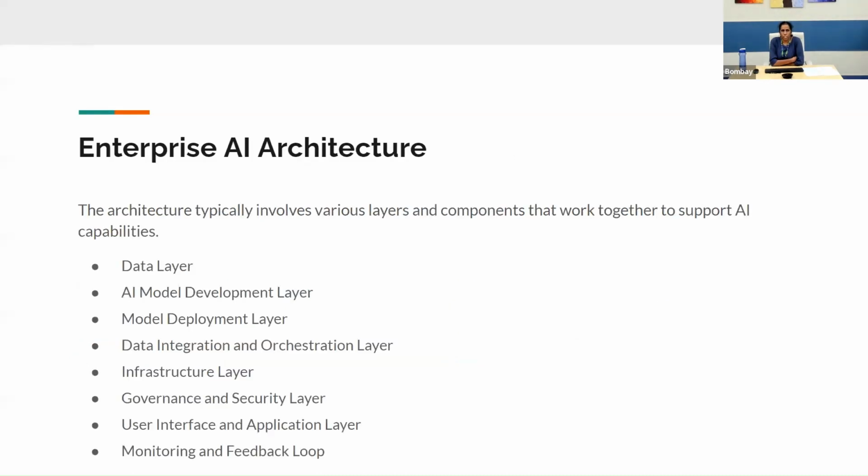So we will see the enterprise AI architecture. It is roughly like the model is at the center and all these layers surround it. The model is the main, and all these layers together form the architecture of an enterprise AI. So let us see the layers.